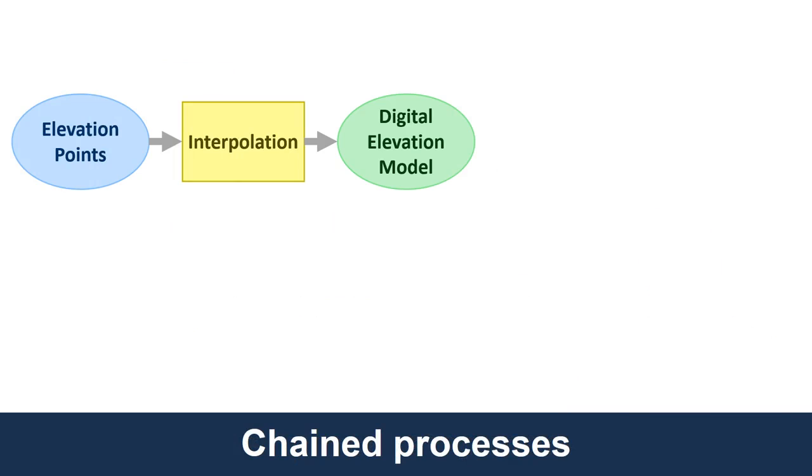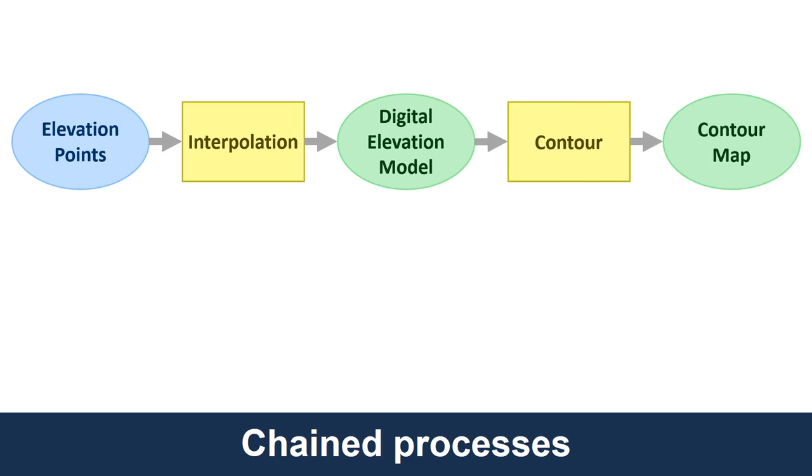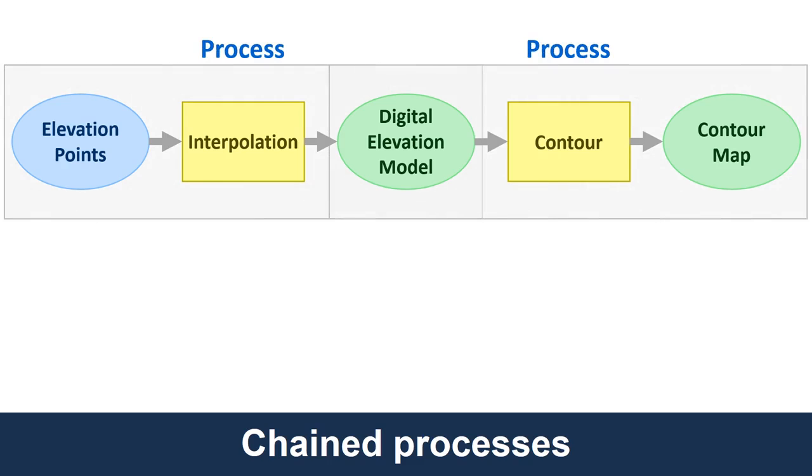You can have one process that has an output, which in this case would be a digital elevation model that's been created by interpolating elevation points. And the output of that process becomes the input for the next process, which in this case might be to generate contours for a contour map. So we have two different processes that have been chained together that we can then use one after the other.